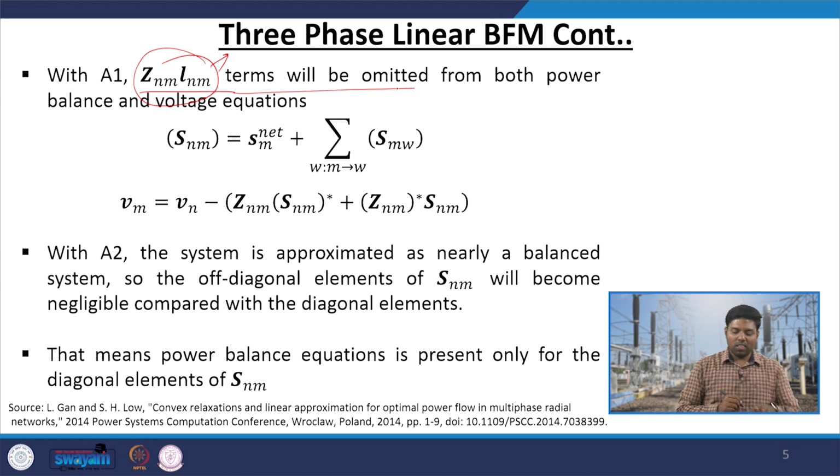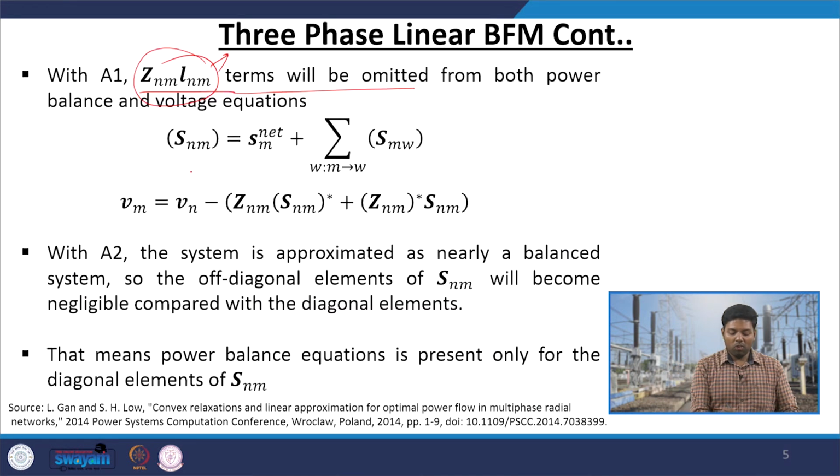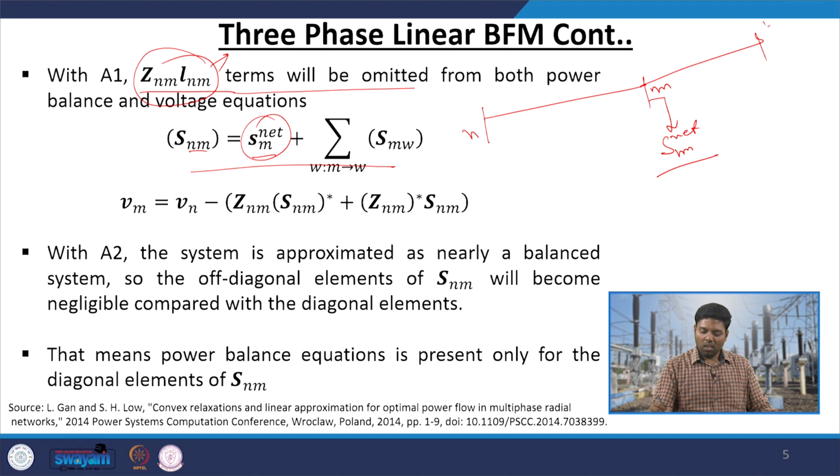If this term is neglected, then this will become 0. These two terms will become 0. So, we have written it like this. You have S_nm plus your net power, that means if this is your bus number n, this is your bus number m, this is your S_m net, and then you have output power S_mw. Okay. So, this is your S_nm and this is your S_mw.